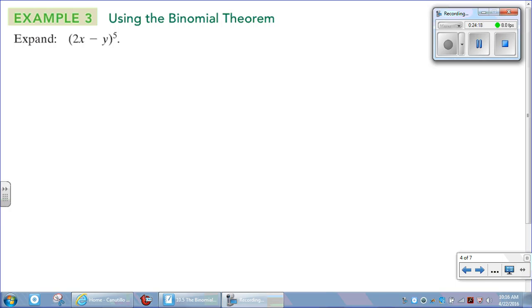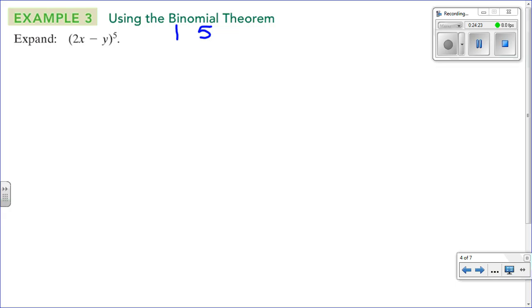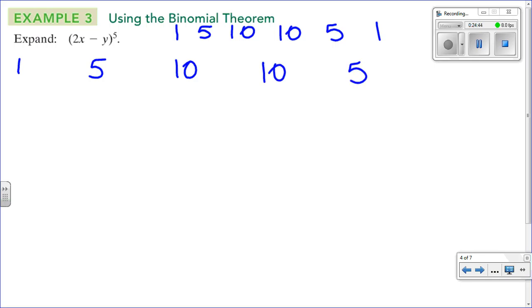So let's get the coefficients. You can use Pascal's triangle. I know the first one is a 1 and a 5. And then? Okay. So those are going to be our coefficients. Let's start with that. So we will have 1, and then 5. Let's just leave some room for us. 10, 10, 5, and 1. And then we're going to take care of the 2x. It's together, so we're going to need parentheses there, okay?